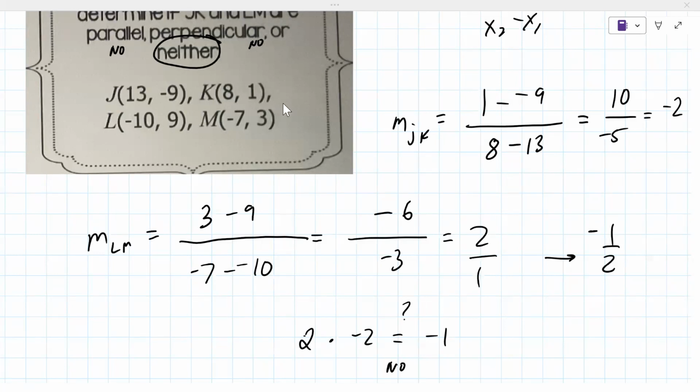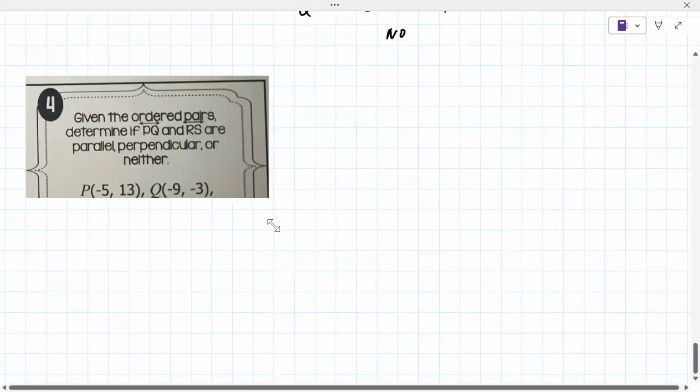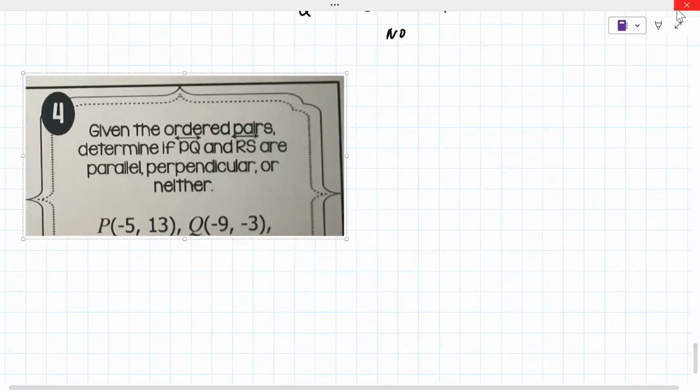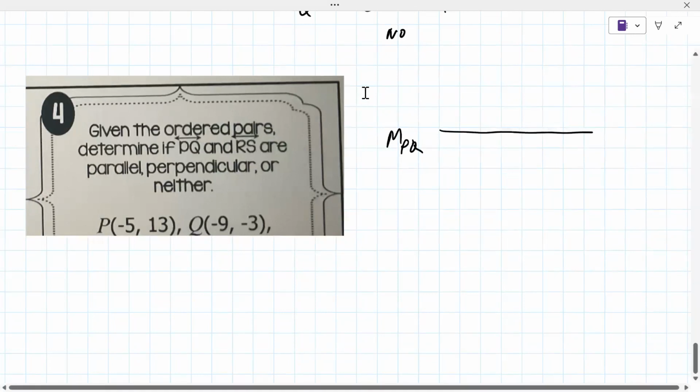Is that okay? Yeah. All right, let's look at number 4. So I'll be kind here. I'll just put P and Q up and then I'll snip in the other ones. Why don't you find the slope from P to Q for us, please?